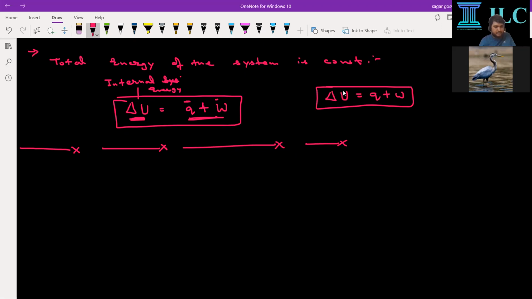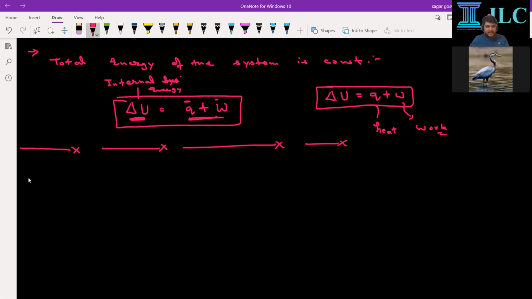Okay, fine. Any doubt, you are most welcome to ask. So W is work, right? Yes, W is work. And Q is heat. Q is heat and W is work. So delta U is always equal to Q plus W. Okay, got it.